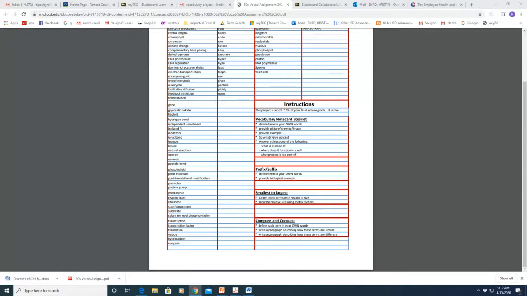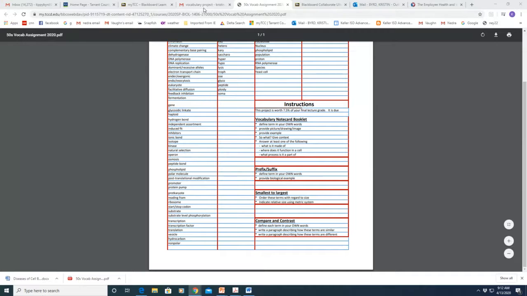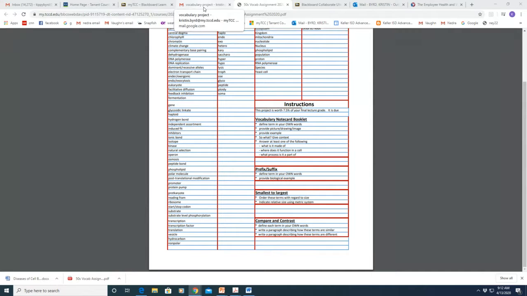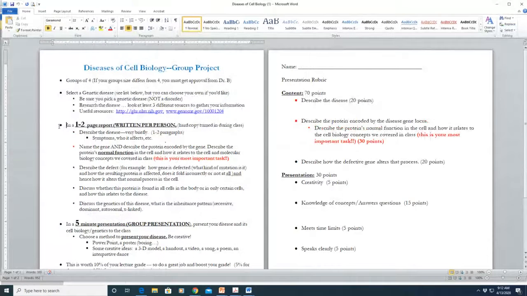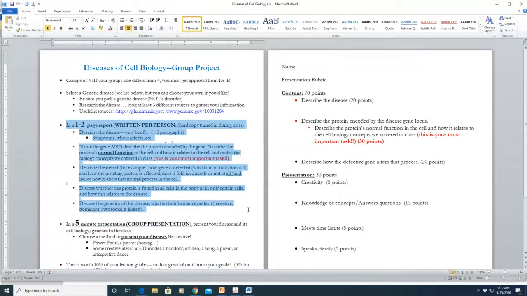Okay, so that's the first thing I want to share with you. Now, let's look at, let's see if we can pull this up. Oops. So in terms of your genetic disease project, remember, we're only doing this top part, the 1 to 2 page report. In the report, you have to do everything that's bullet pointed here. So you have to describe the disease. Who does it normally affect? What are the symptoms? That kind of thing.